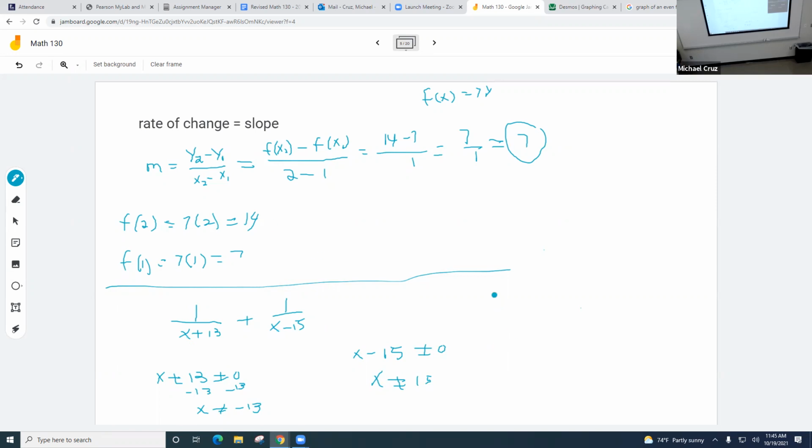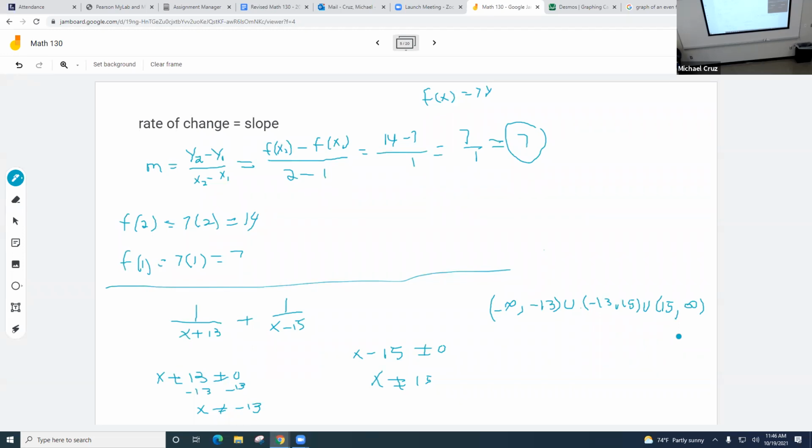So the way that we do this is negative infinity all the way up to negative 13, not including it, so we use the parentheses. We're going to union together, and then we're going to go from negative 13 up to 15. And again, we're using the parentheses because we don't want to include it. And then we have another union, and we're going from 15 up to positive infinity.